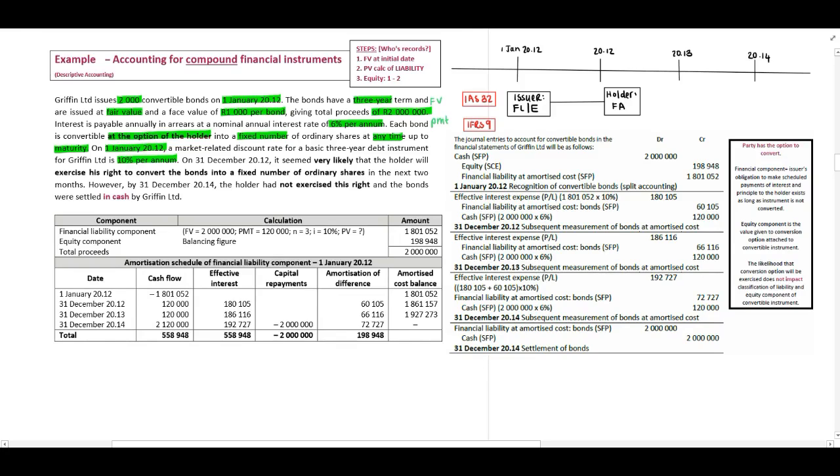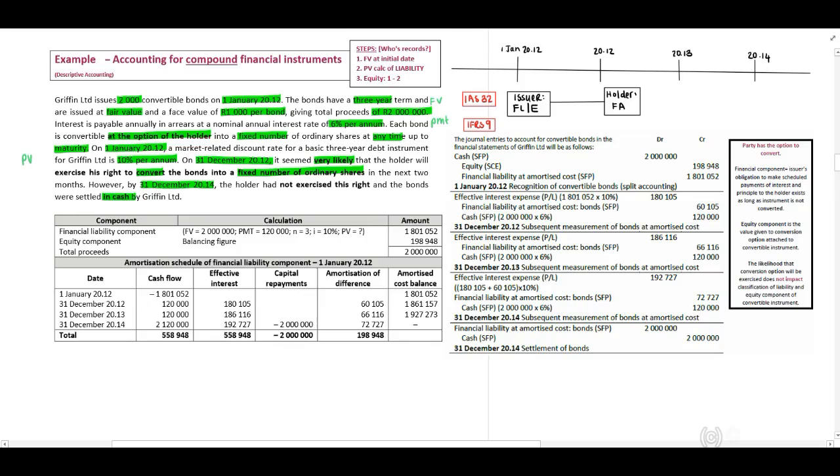Now we can identify that we need to use this 10% to determine what is the present value of our convertible bond. On 31 December 2012, it seemed very likely that the holder will exercise his right to convert the bonds into a fixed number of ordinary shares in the next 2 months. However, by 31 December 2014, the holder had not exercised this right and the bonds were settled in cash.